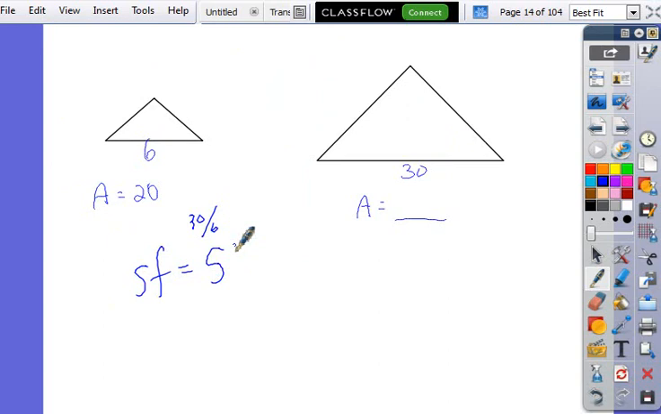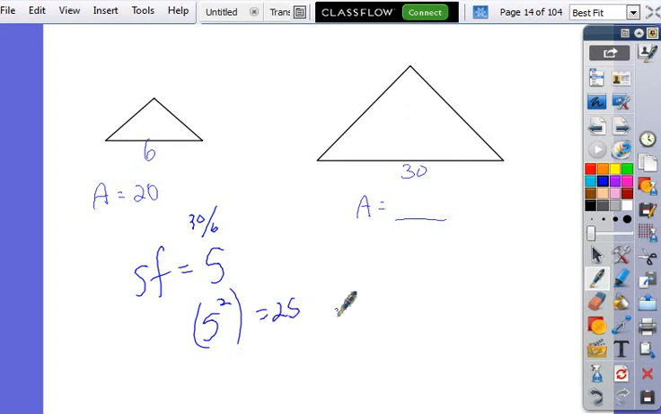What do I do with the scale factor though? Got to square it. All right? Because what do you do on every area problem you ever do? You square something. It's something squared. Meters squared, feet squared, inches squared, whatever. So I square it and get 25.